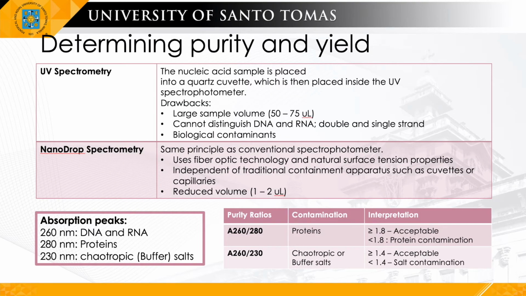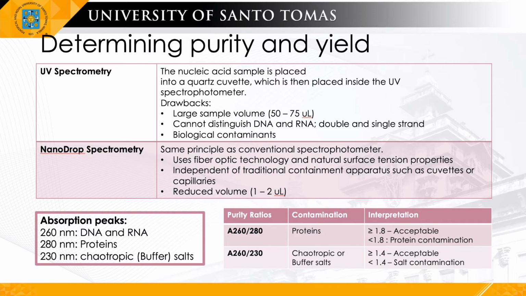So there are many methods of determining purity and yield. We have UV spectrometry. The nucleic acid sample is placed in a quartz cuvette, which is then placed inside the UV spectrophotometer. The drawbacks of this technique are that it requires a large sample volume, around 50 to 75 microliters, and it cannot distinguish between DNA and RNA, or double and single strand. And of course, there's the risk of biological contaminants.